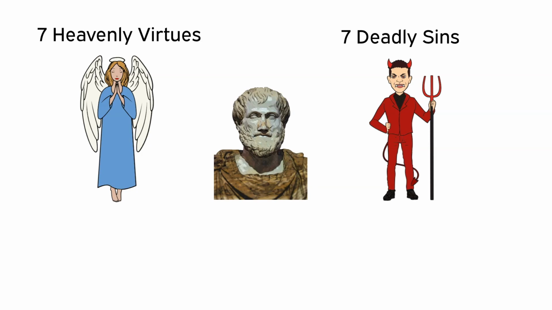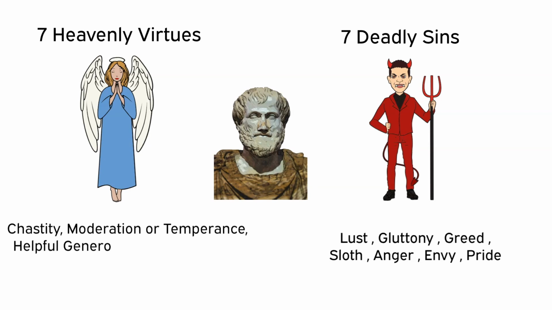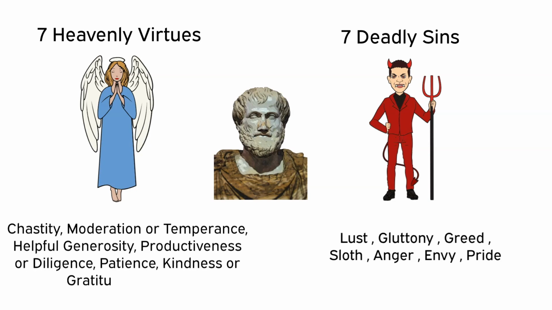With all this in mind, the vices that constitute the 7 deadly sins include lust, gluttony, greed, sloth, anger, envy, and pride. The 7 heavenly virtues that balance out these vices are chastity, moderation or temperance, helpful generosity, productiveness or diligence, patience, kindness or gratitude, and humility.